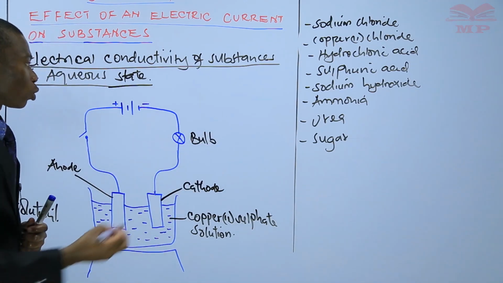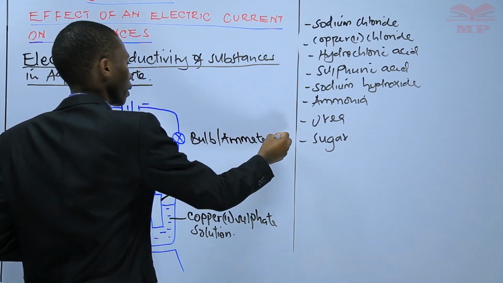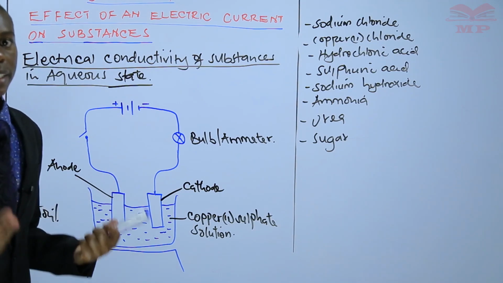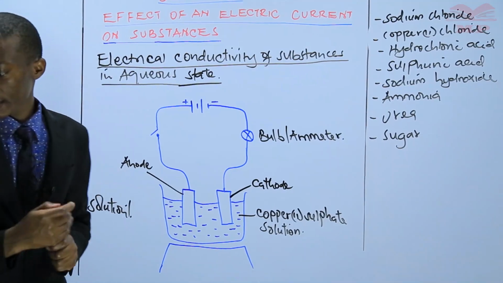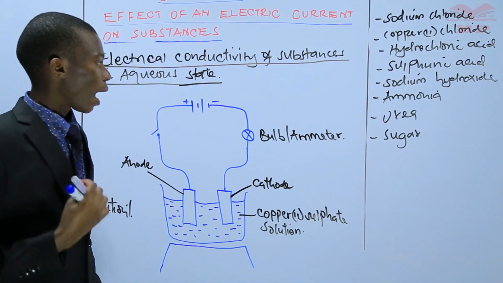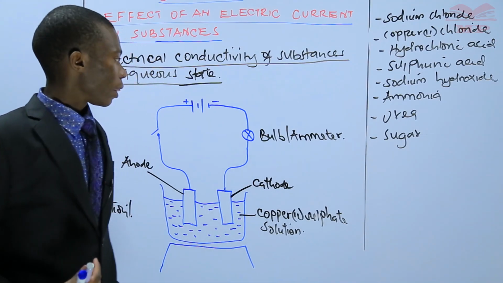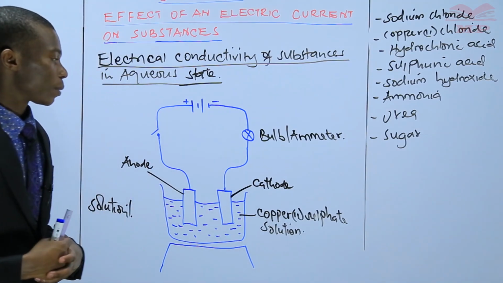Other than a bulb, we can also use an instrument called the ammeter. An ammeter is just an instrument that measures the strength of an electric current in amperes. You can either use the bulb or the ammeter to show whether there's flow of electric current in these substances.